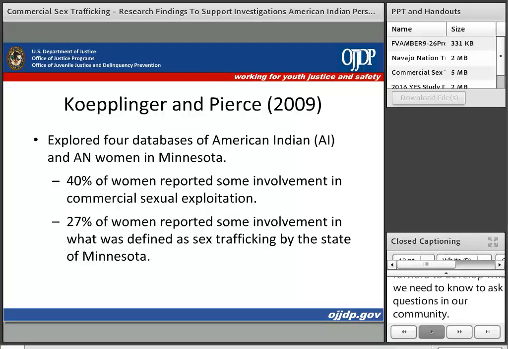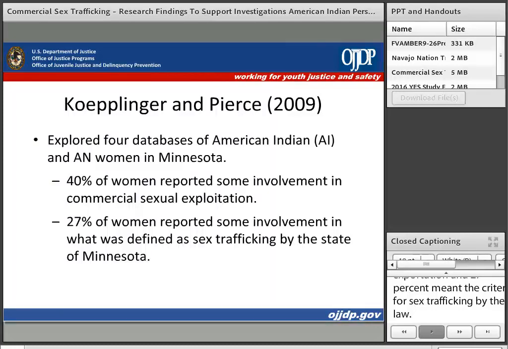So Koplinger and Pierce in 2009 explored four different databases. They interviewed 95 Native women and girls at a social service agency, and they found that 40% of them reported involvement in commercial sexual exploitation, and 27% met the criteria for sex trafficking under Minnesota law. In another sample of 33 clients they explored, 63% had a sex trafficking experience before they turned 18, so they were child victims of sex trafficking.